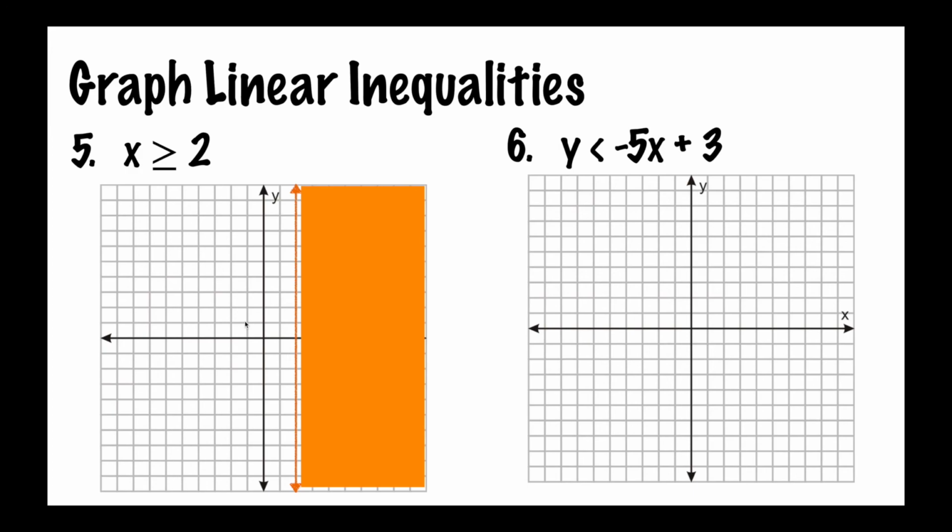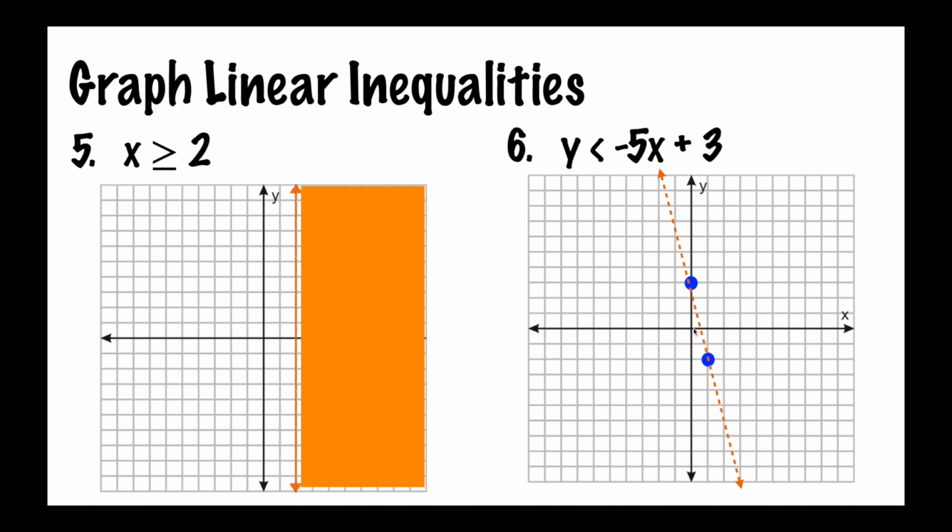And then finally for number 6, again, we're going to start at positive 3. From there, the slope is negative 5. So we will travel down 5 units to go over 1 unit. This will be a dotted line since it's not less than or equal to, it's just less than. From there, since this is less than, we should be shading below the line. So this is the side I'm expecting to shade.